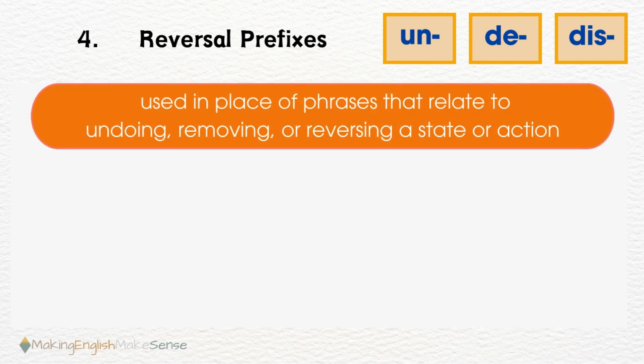A reversal prefix like dis, un, or de isn't used in place of specific words, but rather phrases that have specific meanings. And the specific meanings relate to undoing, removing, or reversing a state or action.